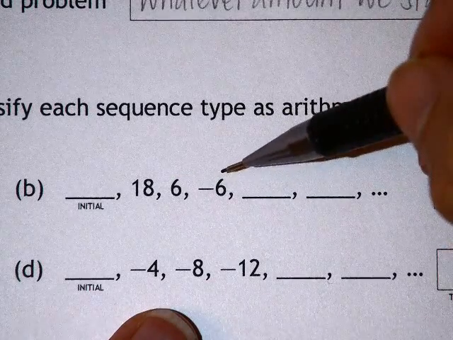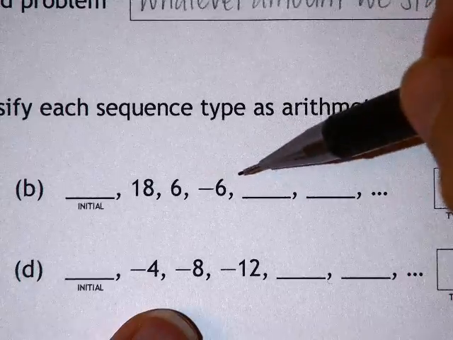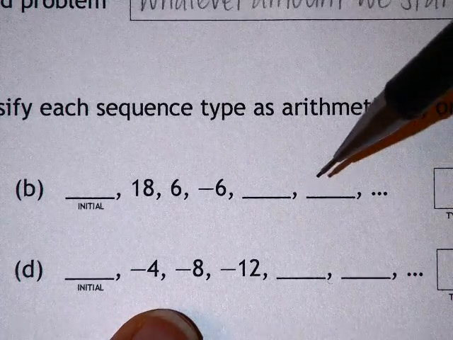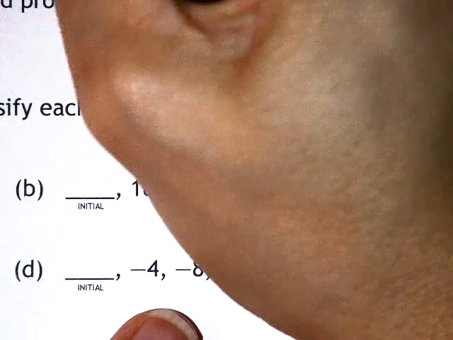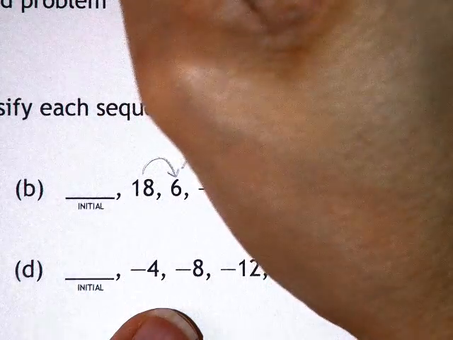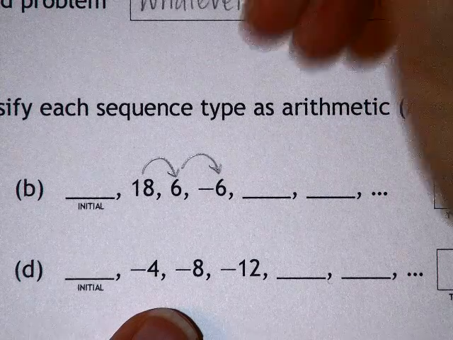Now 18 goes to 6, goes to negative 6. The numbers are getting smaller, so in terms of my options, I know that adding doesn't make sense. Adding makes things bigger. Multiplying doesn't make sense. Multiplying makes things bigger. So I'm thinking about subtracting now. What if we tried subtracting? 18 down to 6, I'd have to subtract 12. Well, 6 minus 12 is negative 6.